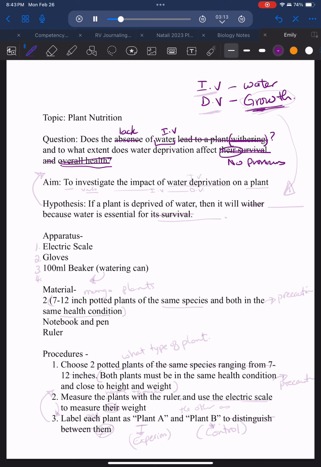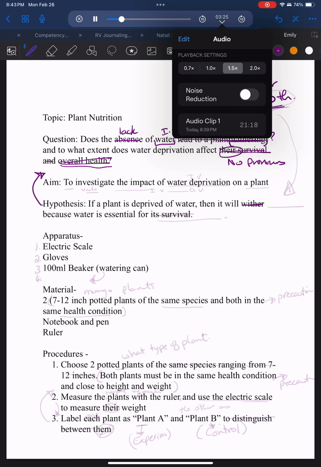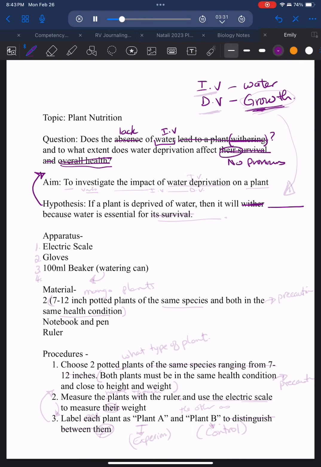The hypothesis goes before the aim. If a plant is deprived of water, then it will wither because water is essential for survival. Okay, then it will, whatever you decide to go here as your dependent variable will go right here on your hypothesis, because water is essential for change survival to whatever you decide.